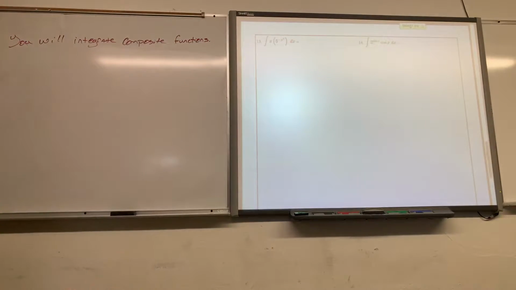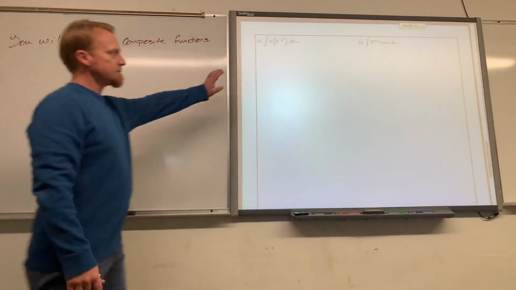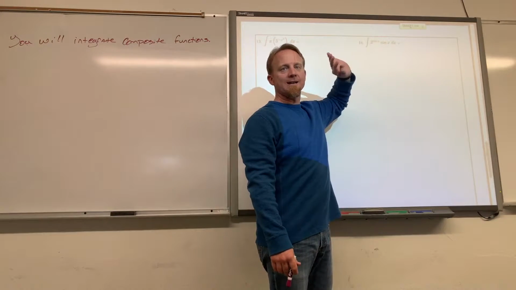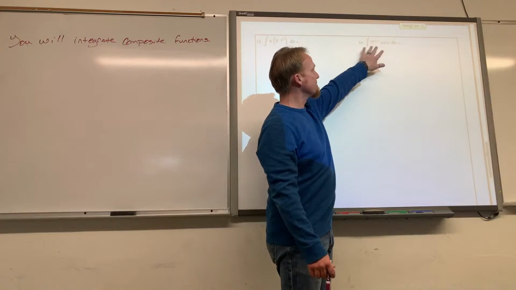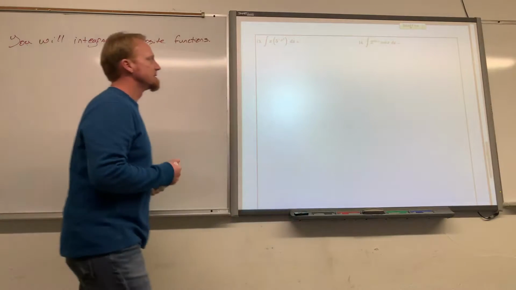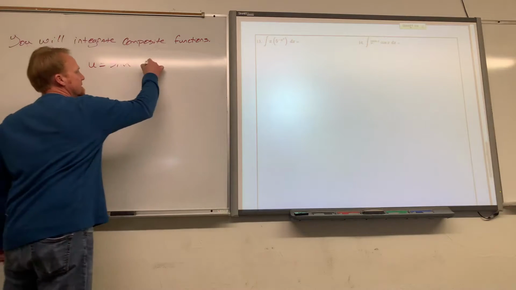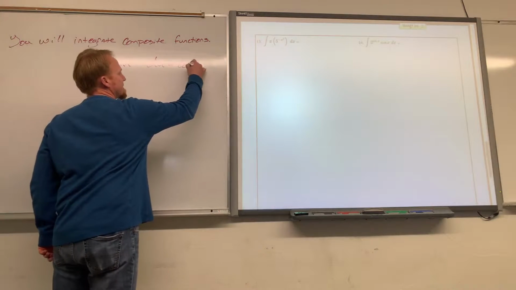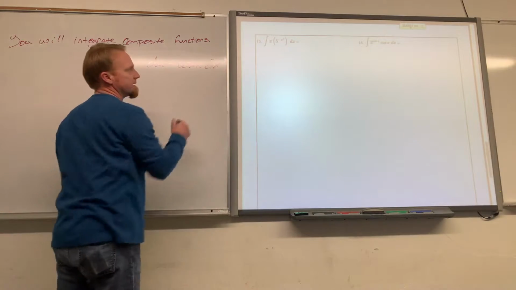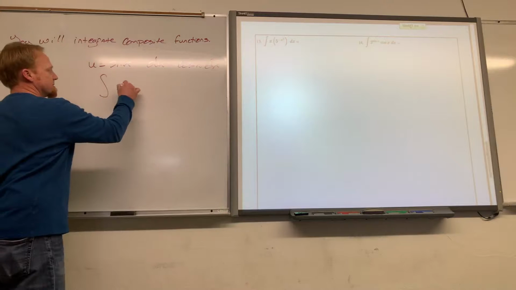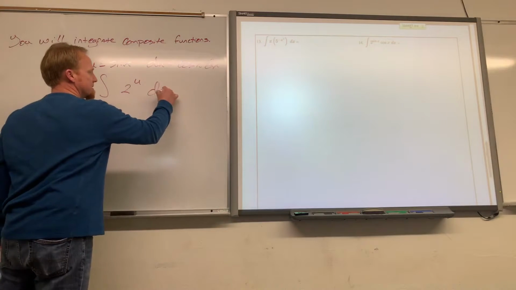All right, 14. We've got an exponential that has a base other than e, but we want to treat it like e. So if I was looking at e, what would my u be? Sine of x. So the derivative of sine is cosine x dx. So cosine x and dx are both present. So we're just looking at 2 to the u du.